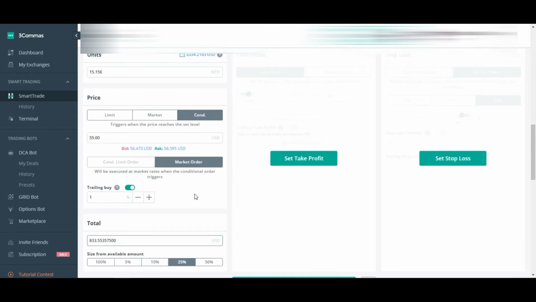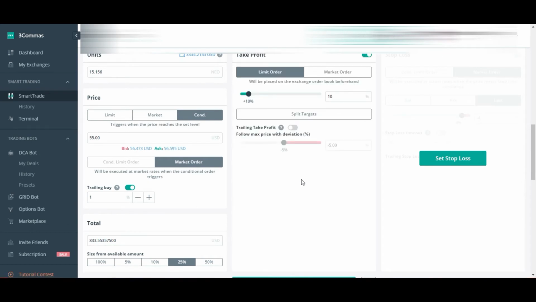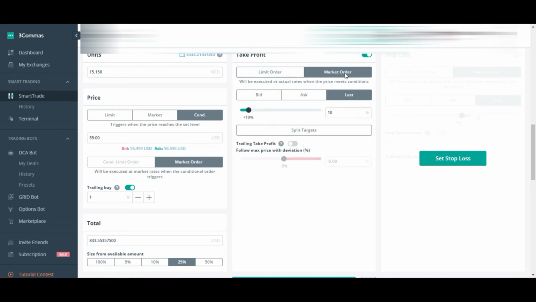All right. Next thing you want to do is set your take profit. So this smart trade gets you in and out of the market, and you'll get to collect your profit. In this case, you have two options. You can do a limit order to take profit, or you can do a market order to take profit. Again, I like to use the trailing take profit, so it has to be a market order in order to do that. So you have three things you can follow in your market order. You can do the bid, the ask, or the last. I do the bid. It's just the simplest way to set it up.